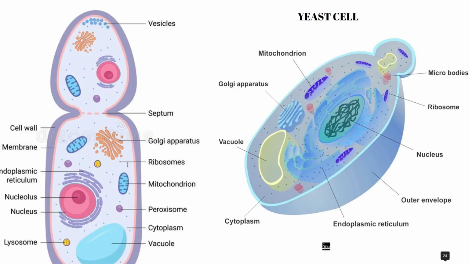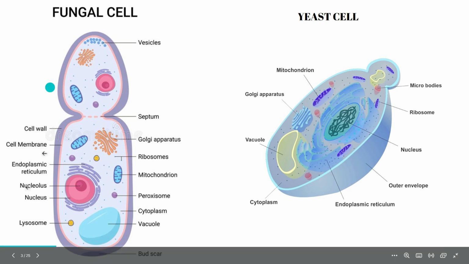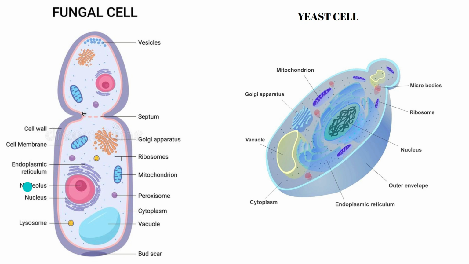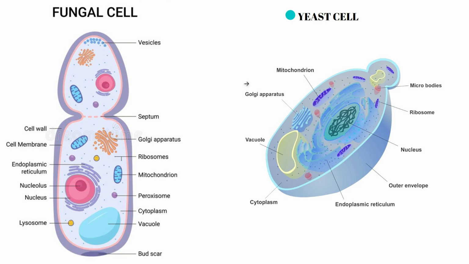Before moving on to its importance, let us see the structure of a fungal cell. Fungi are considered to be eukaryotic in nature. The cell contains cell-bound organelles such as mitochondria, cytoplasm, vacuoles, Golgi complex, endoplasmic reticulum, lysosomes, nucleus, etc.